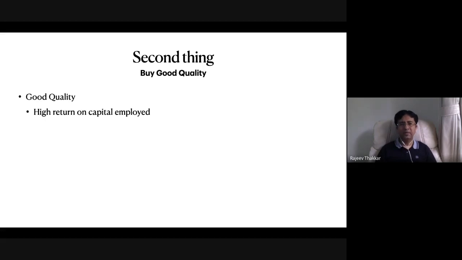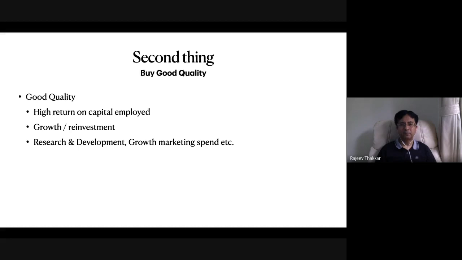So typically these are the kind of companies that Buffett has talked about, or other people have spoken about. You want companies with high return on capital employed. You want opportunities for growth and reinvestment in the companies that you are investing in. The company should be spending a lot of money on R&D and marketing spend on growth.